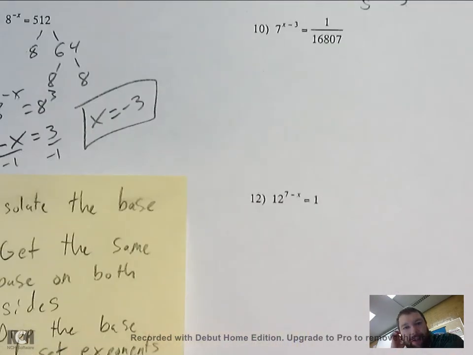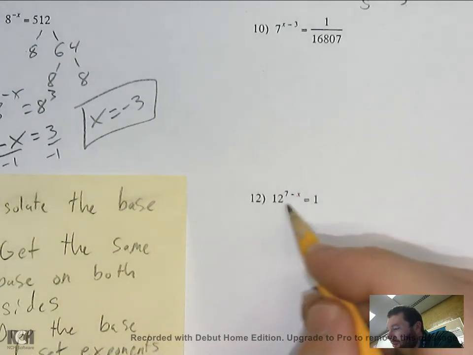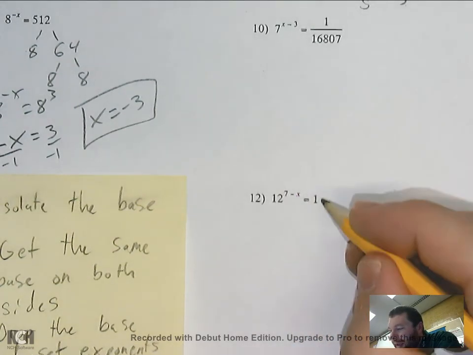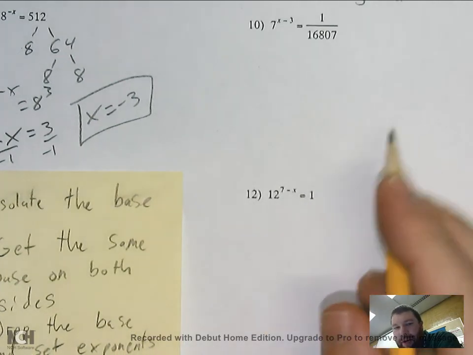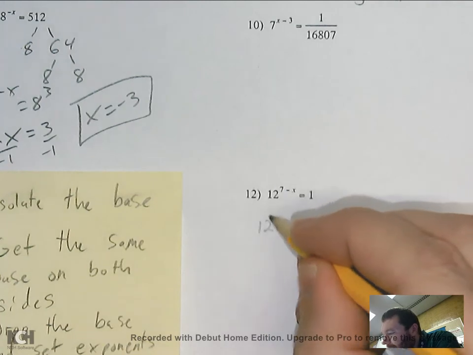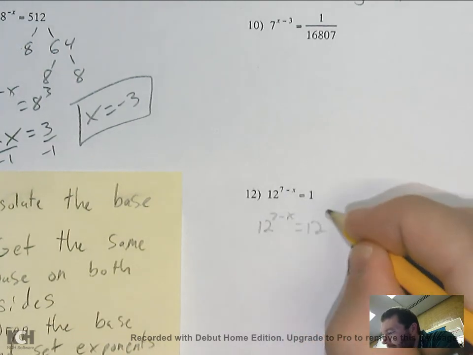We're going to do number 12. So number 12, I have 12 to the 7 minus x equals 1. Again, anytime I see 1, I can replace that with any number to the 0 power, right? So I could rewrite this equation as 12 to the 7 minus x is equal to 12 to the 0.